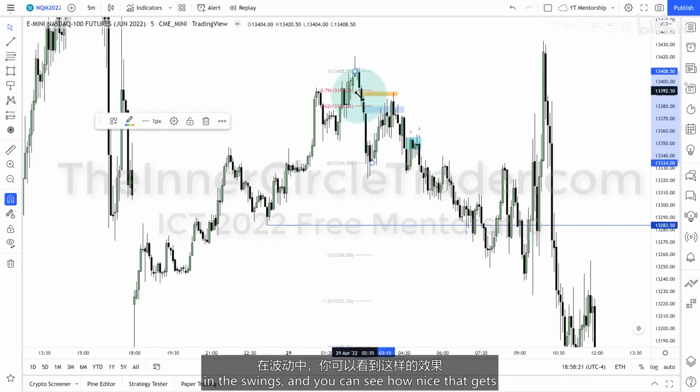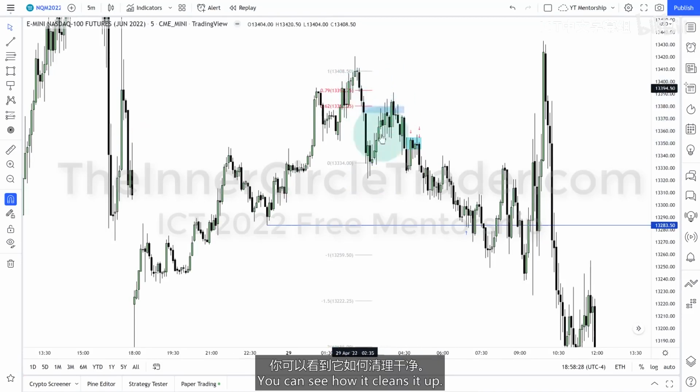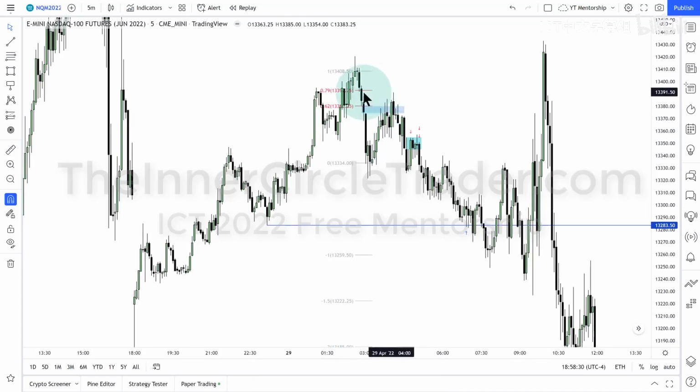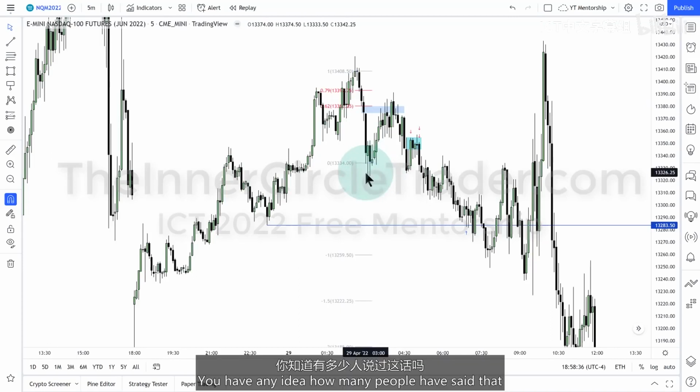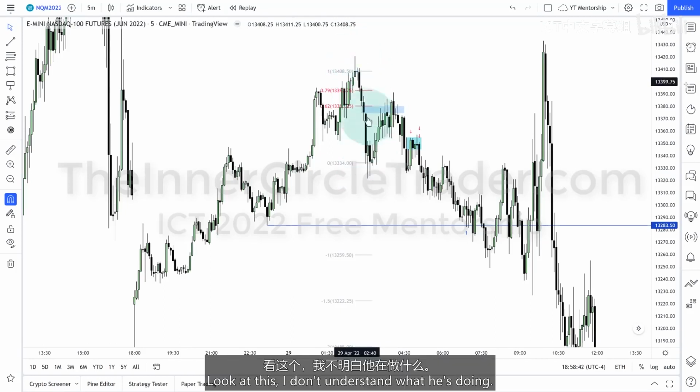And you can see how nice that gets right up almost into the 79% retracement level. You see that? I'm going to take this fair value gap line off. You can see how it cleans it up. This ain't what the books say. "ICT don't know how to use a Fibonacci." You have any idea how many people have said that over the years? They actually made videos about me on YouTube saying that stuff. "Look at this. I don't understand what he's doing."